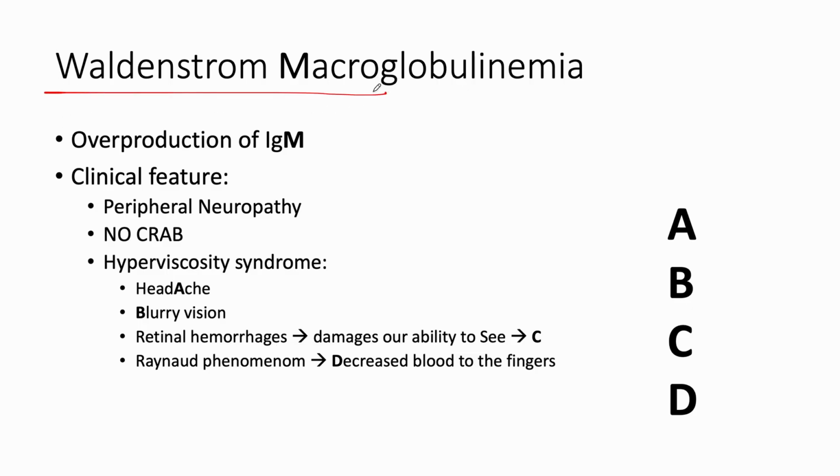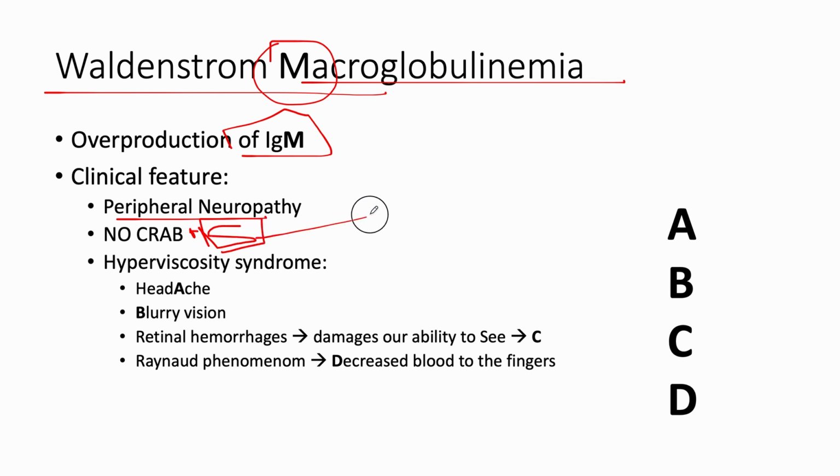Let's talk about Waldenström macroglobulinemia. So this is going to be due to M, which is going to lead to increased production of IgM, and this can lead to peripheral neuropathies. There's no CRAB, but it does lead to the S, which is the increase in serum proteins. When you have an increase in serum proteins, you can imagine your blood is now becoming honey. It's much thicker, which is basically hyperviscosity. So imagine your blood is much thicker.